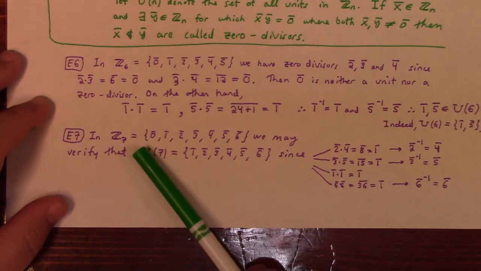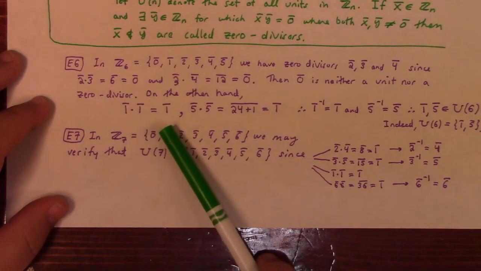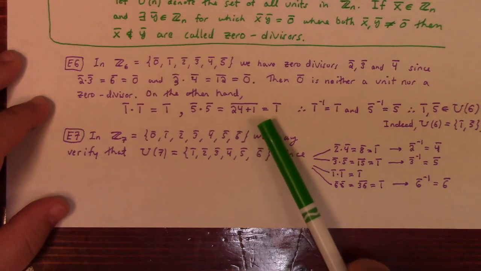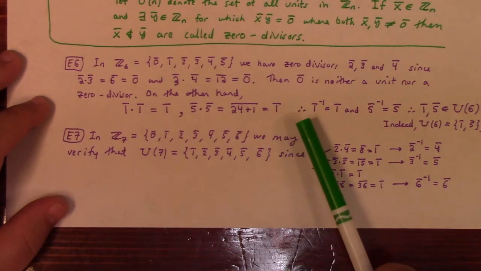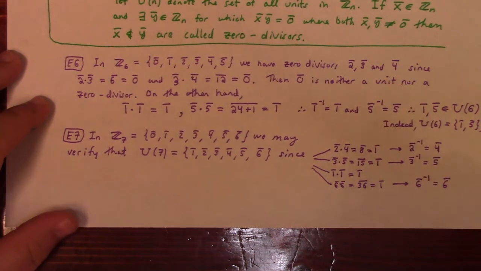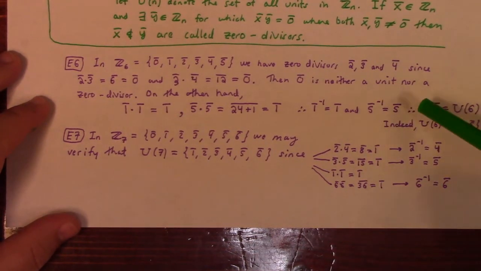Now, on the other hand, 1 times 1 bar is 1 bar, and 5 bar times 5 bar is 25 bar, which is also 1 bar, which means that 1 bar inverse is 1 bar, and 5 bar inverse is 5 bar. So in other words, 1 and 5 bar are both units in U6. If you don't mind, for the rest of this lecture and the ones that follow, I'm going to stop pronouncing the bars as I talk through it because it's driving me nuts.